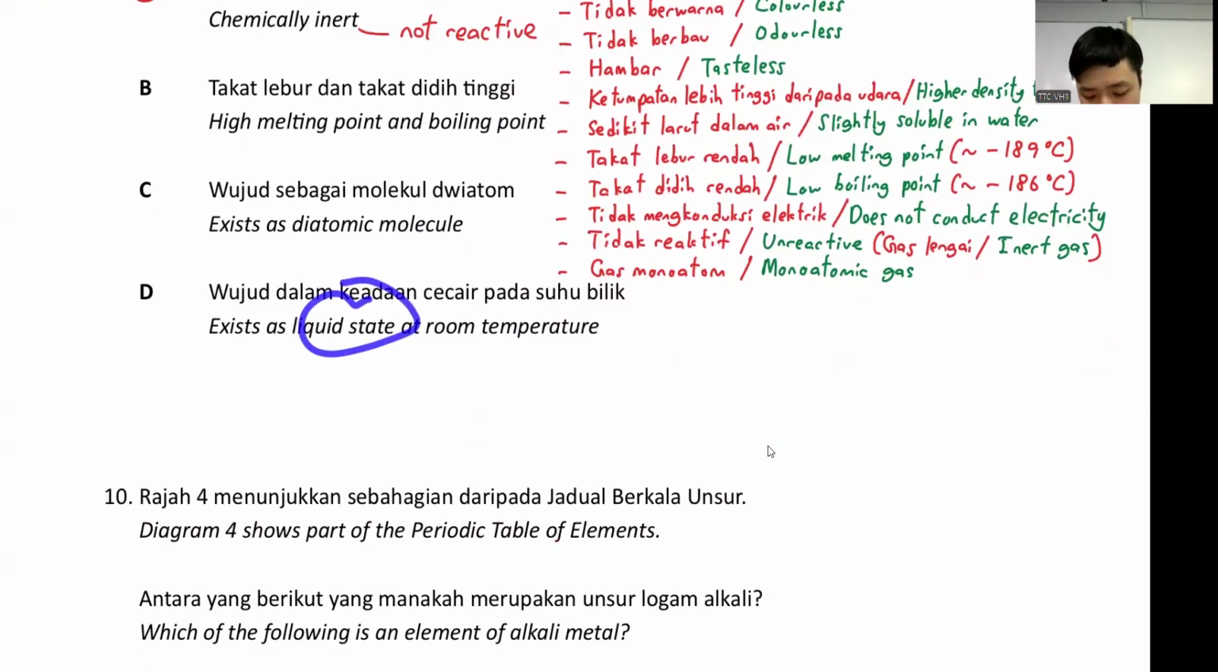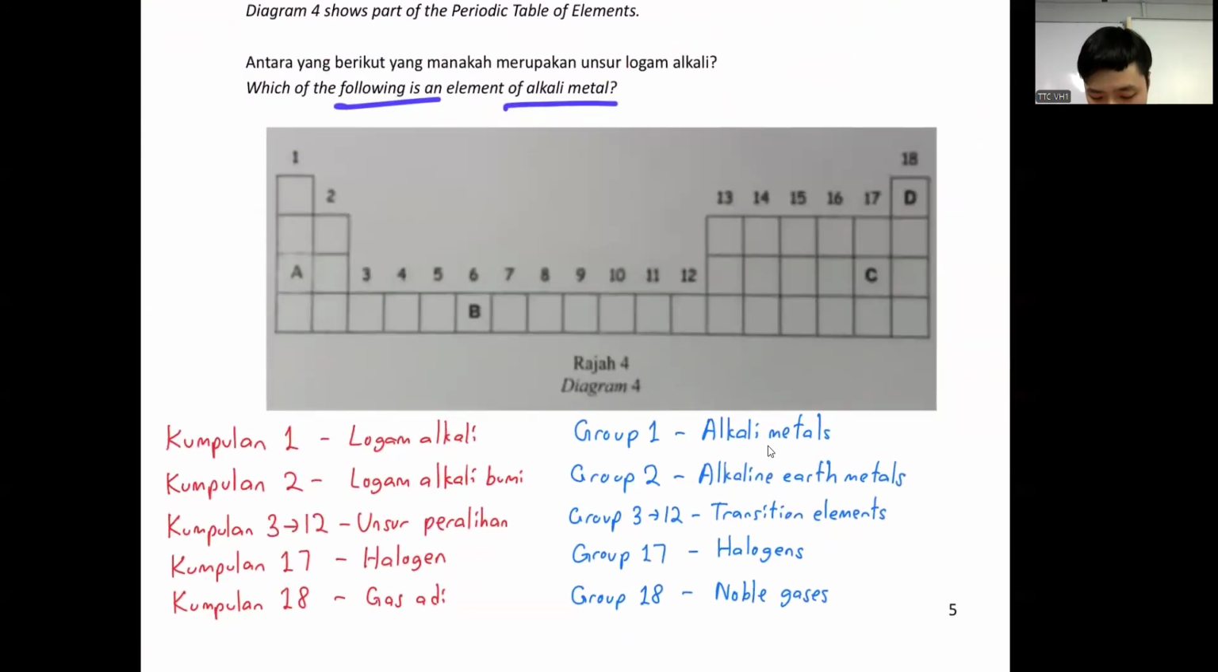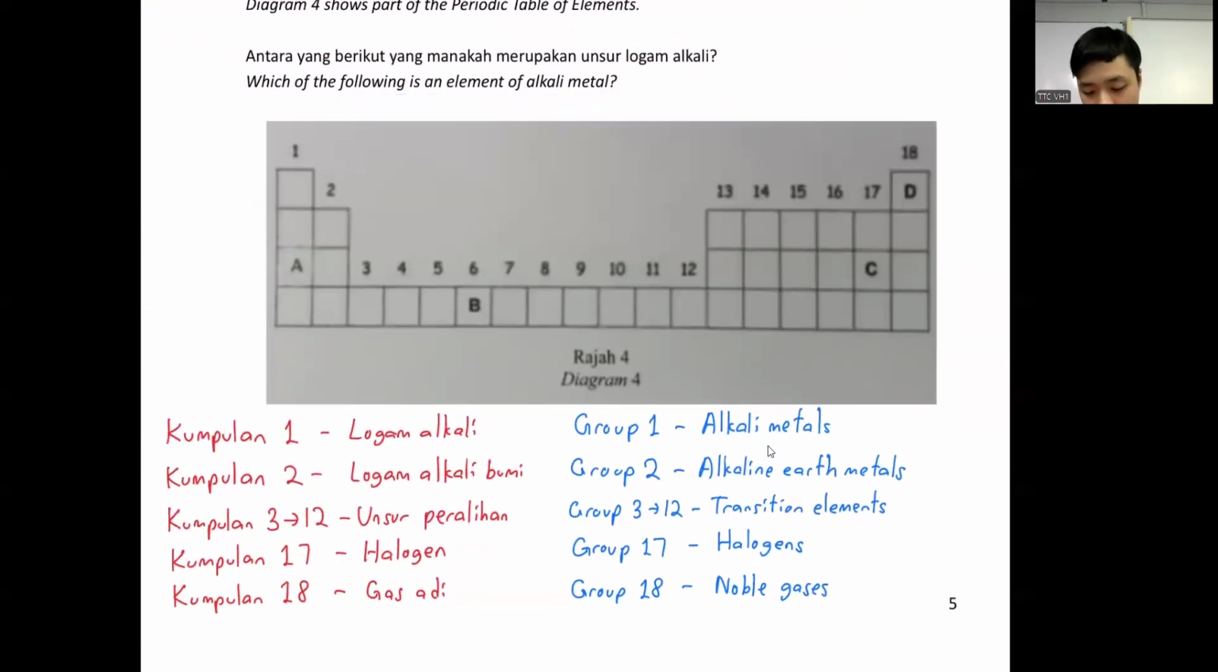10. Which of the following is an alkali metal? Okay, so I show you the name here. Alkali metal is in group 1. So the answer is A. Group 1 is alkali metal.